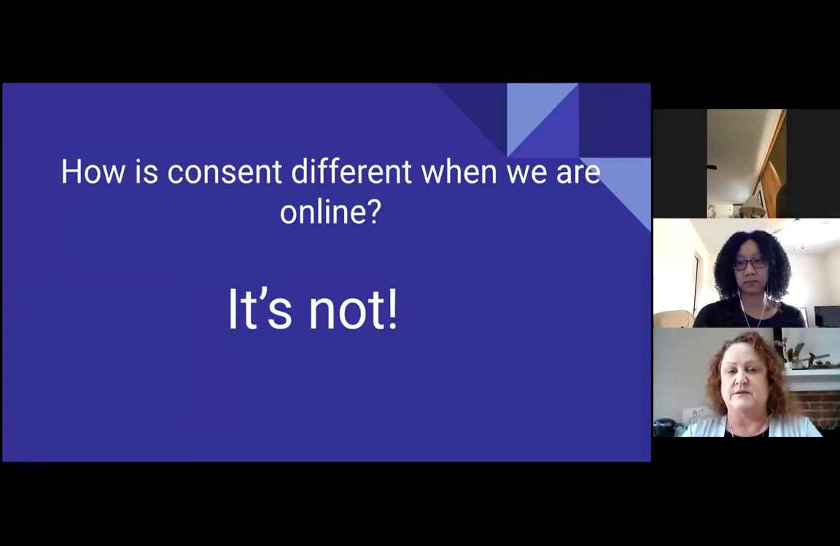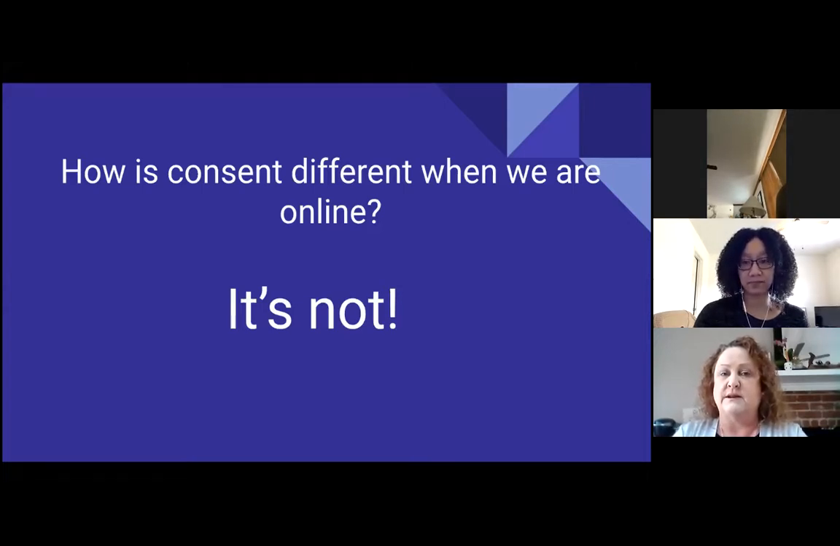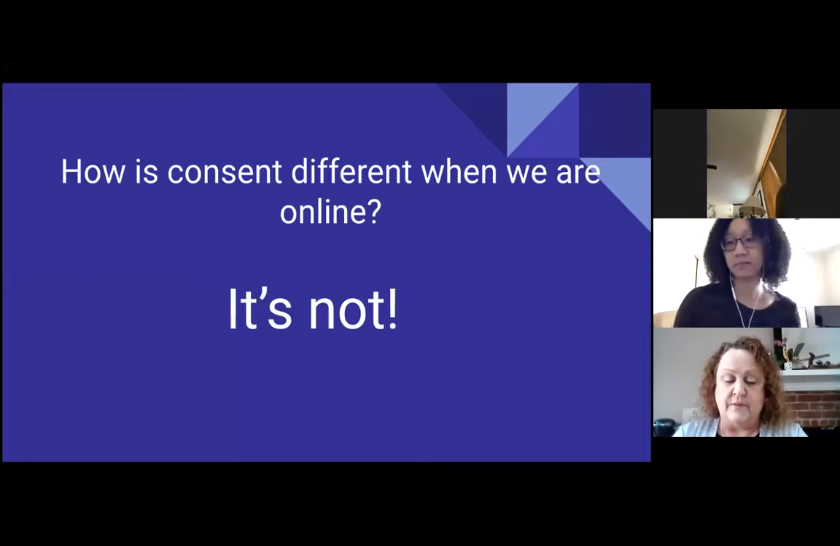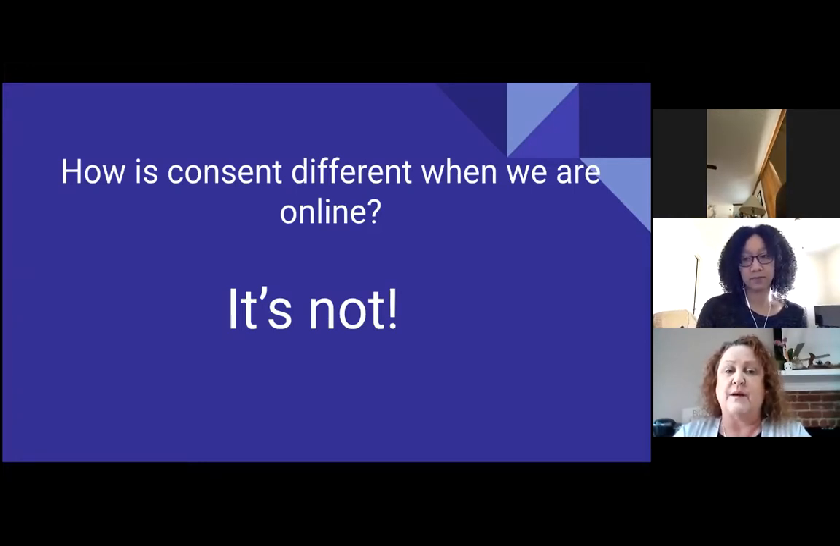So that's not a physical in-person relationship necessarily, but how is consent different when we're online versus when we're in person? It's really not. The same type of consent needs to be given. It may not be that you're physically with that person, but the parameters around those things are the same.